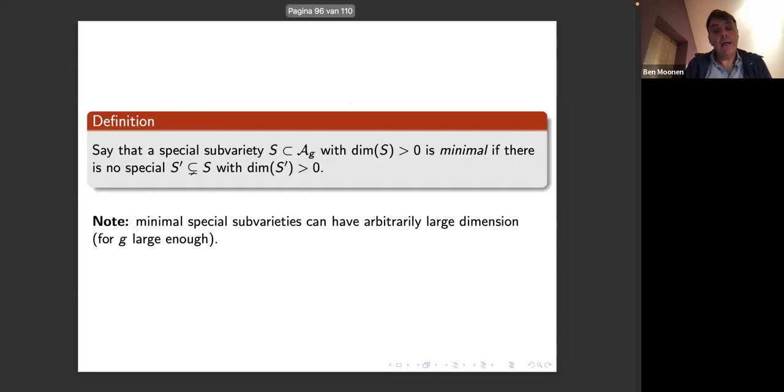Okay, so Hain gives this nice result, and you can improve a little bit on this, because obviously if we are looking for counterexamples, you can just look for minimal counterexamples. This is something that I have been talking about a little bit already some time ago, but I'm not sure if this definition appears anywhere in the literature. You can just say, by minimal, I mean that I have a positive dimensional special subvariety that does not properly contain a smaller one that still has positive dimension. And clearly, if I'm looking for counterexamples, it suffices to look for minimal counterexamples.